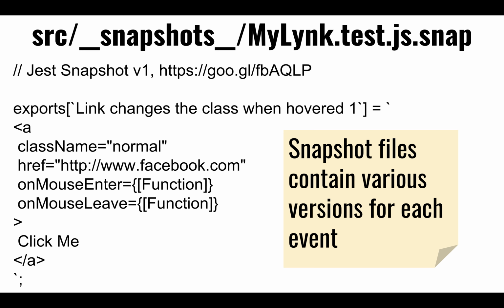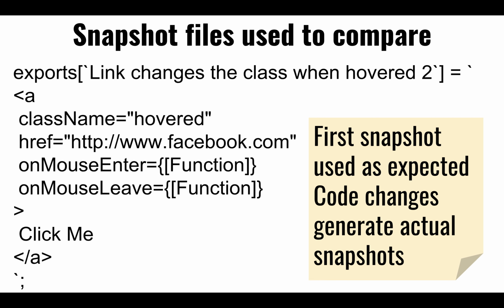pre-printed for human consumption. You can open it up. You can actually look at it and see what are the different states that your application can be in. The initial state is that initially the state of the anchor, the class name, was normal. That was the original state. It's Facebook, the 2 functions, and click me. So that's the first snapshot.